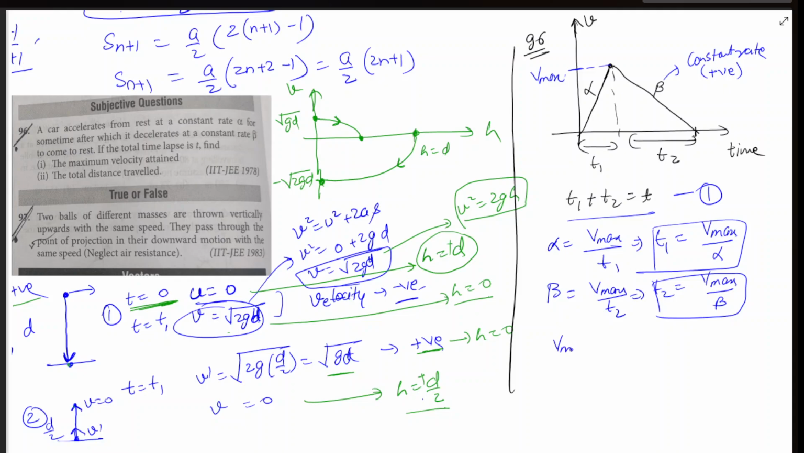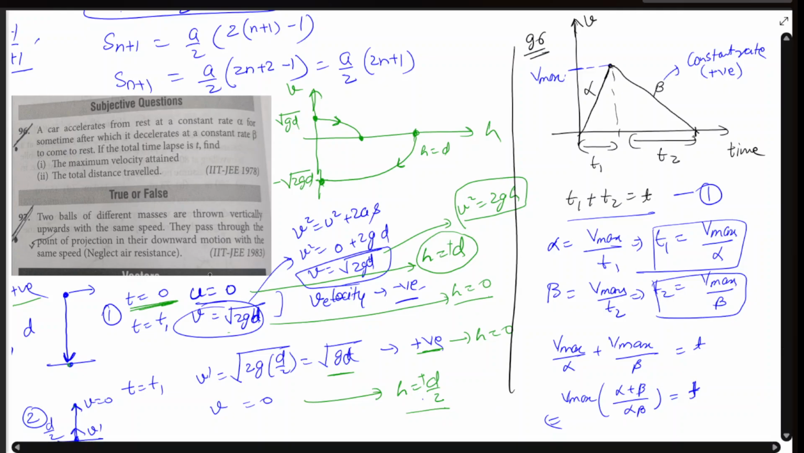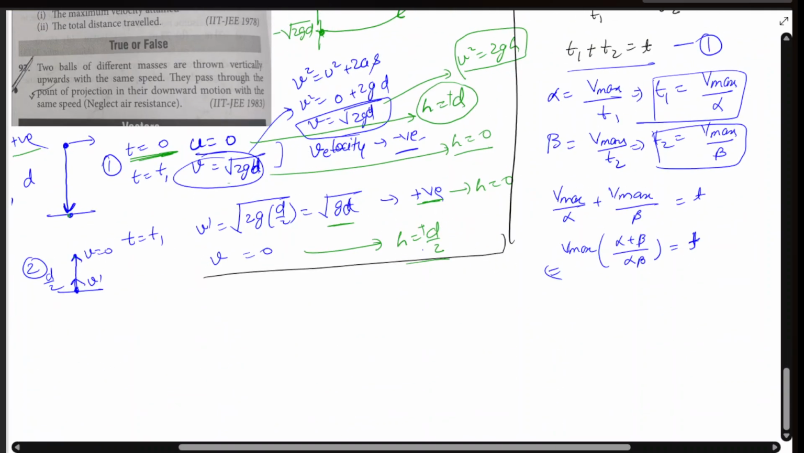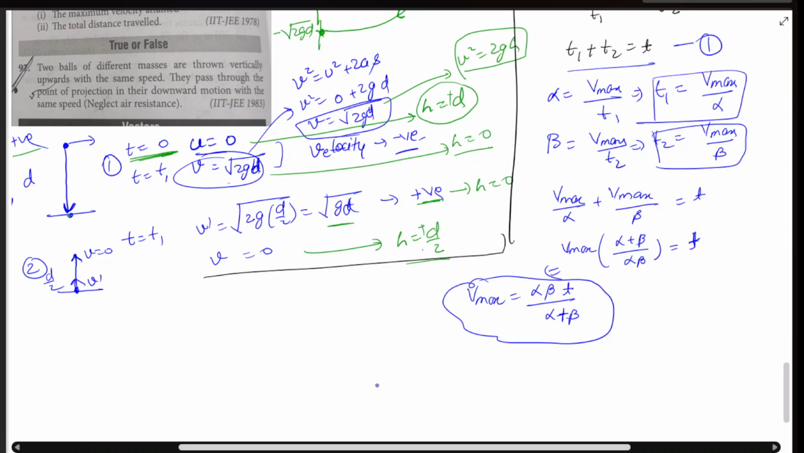So let's put it here. Vmax divided by alpha plus Vmax divided by beta is equal to T, right? So Vmax I can take common and then LCM will be alpha plus beta divided by alpha beta is equal to T. So that is an easy question, right? So Vmax will be alpha beta T divided by alpha plus beta, right? This is plus. Don't get confused.